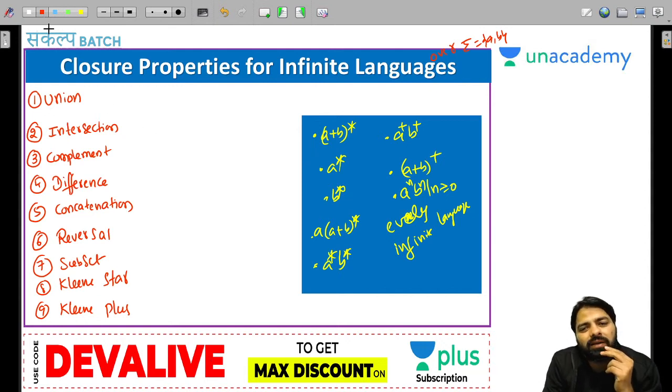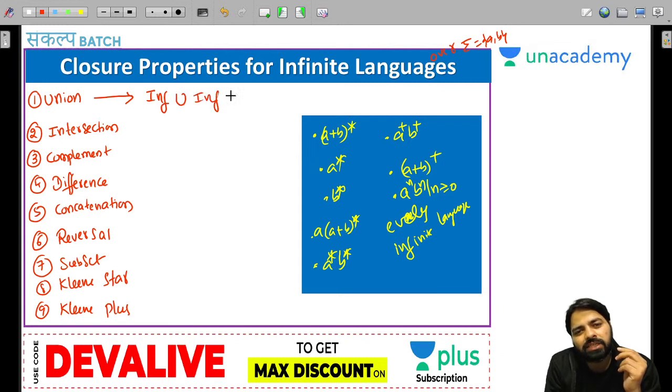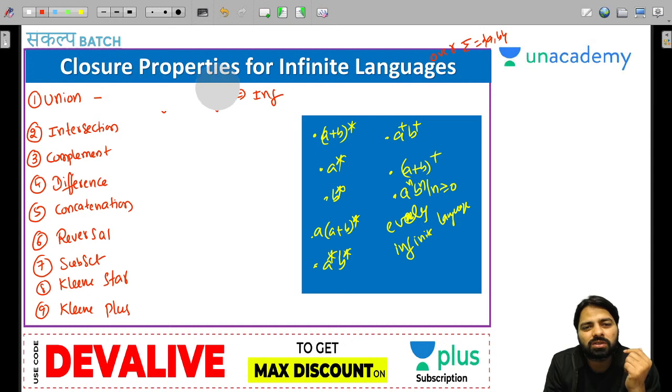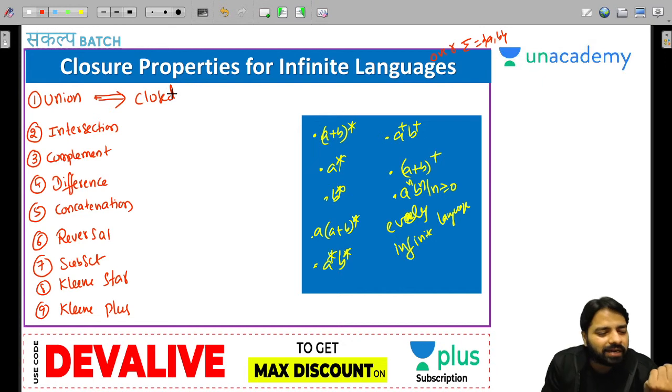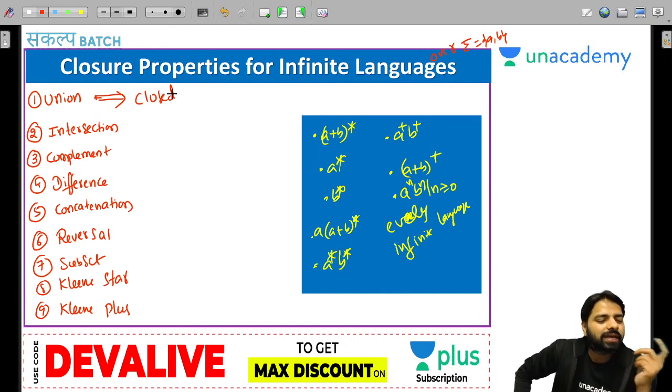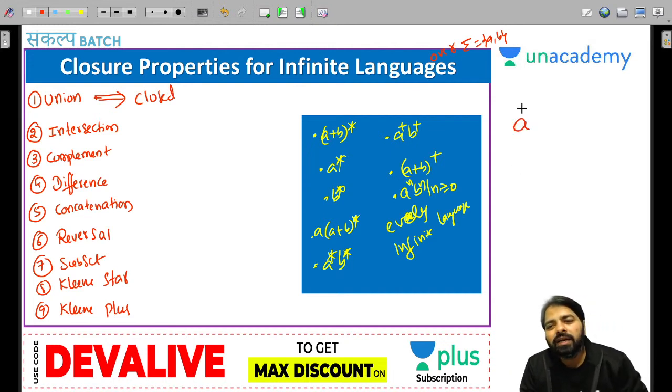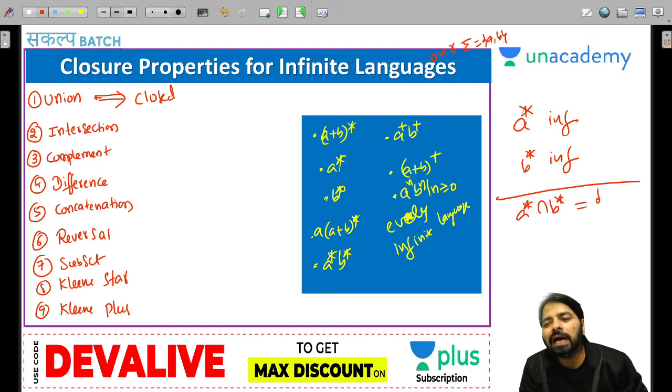Union is definitely closed because infinite language union infinite language is always infinite. Right? Everybody? So it is closed. True. But intersection, no guarantee. That's what you are trying to understand. Lavjit, why are you saying intersection is closed? Can't you see that A star is infinite, B star is infinite, but when you do A star intersection B star, you only have epsilon in common. Is it infinite? It is finite.